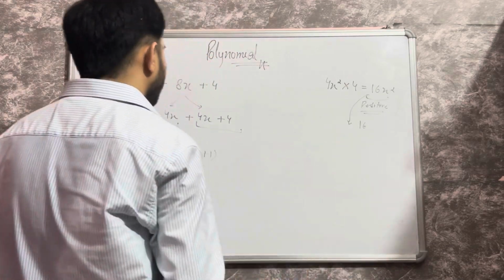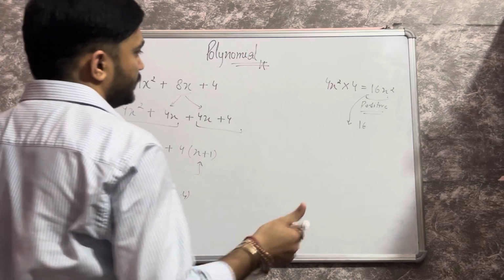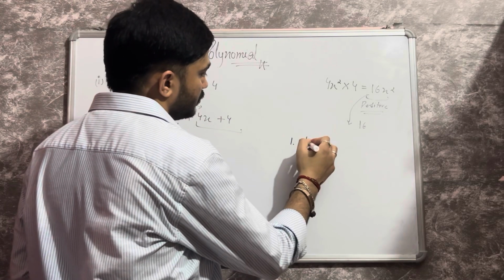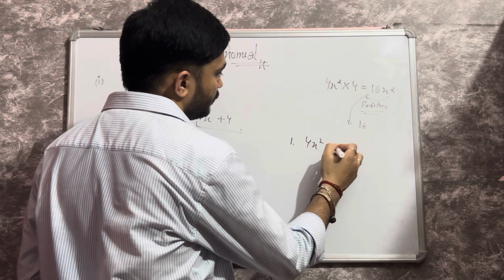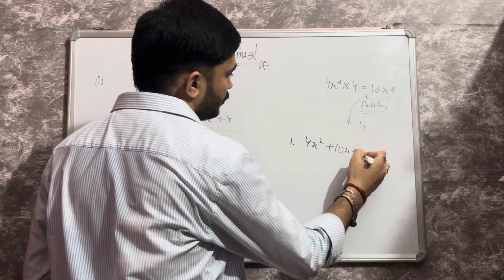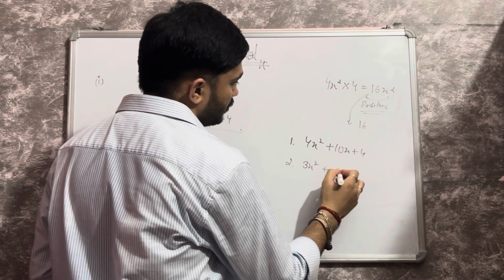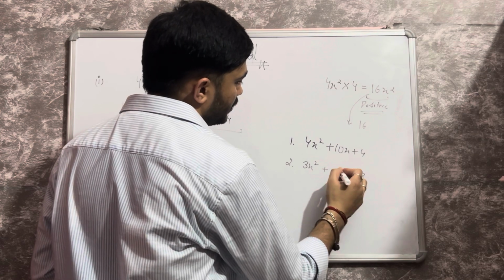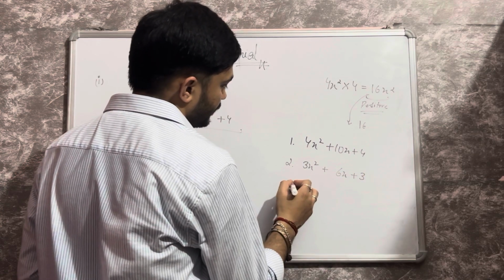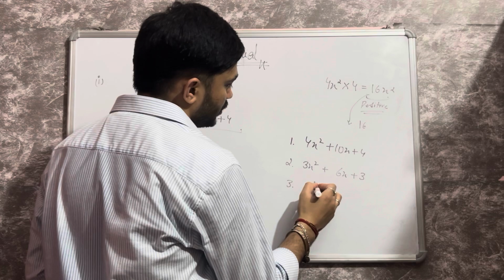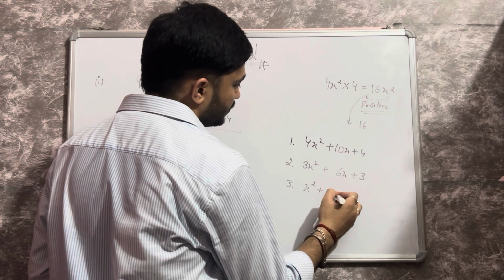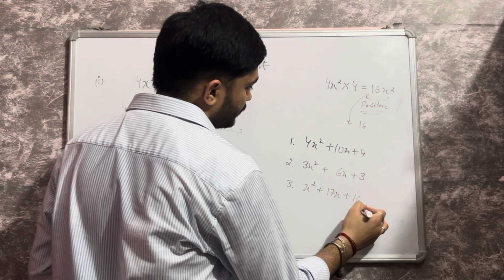Based on this, I am going to give you some homework, that is solve this: 4x square plus 10x plus 4. Second, 3x square plus 9x plus 6. And third, x square plus 17x plus 16.